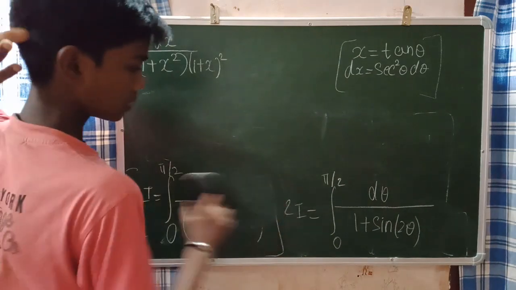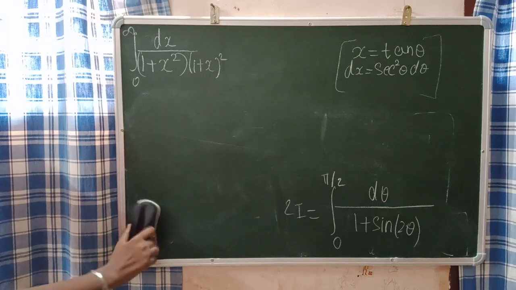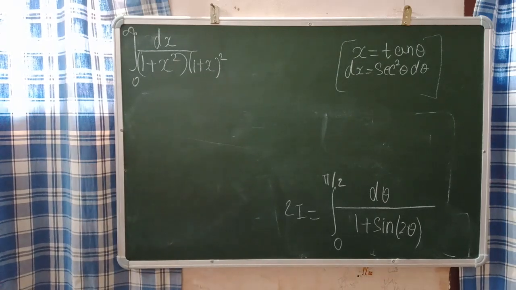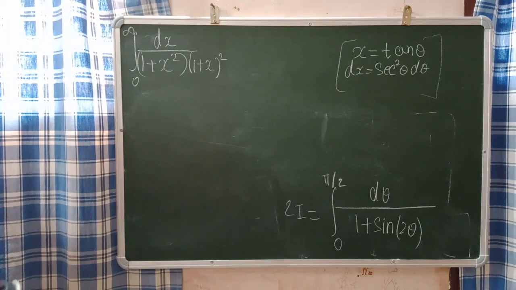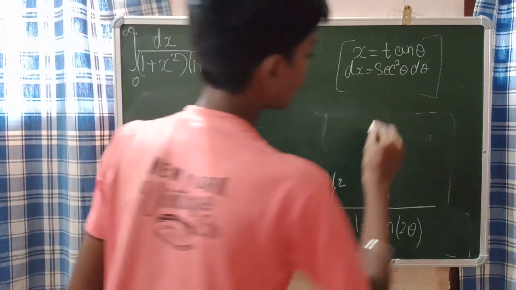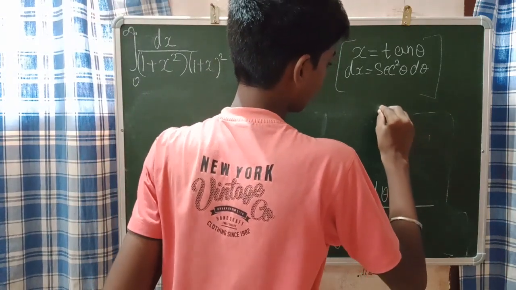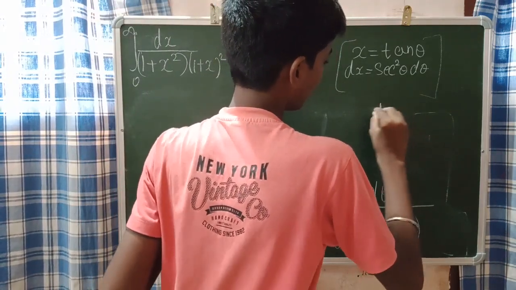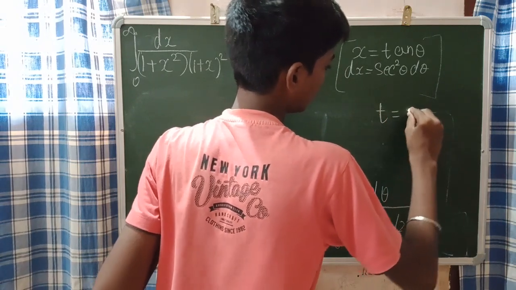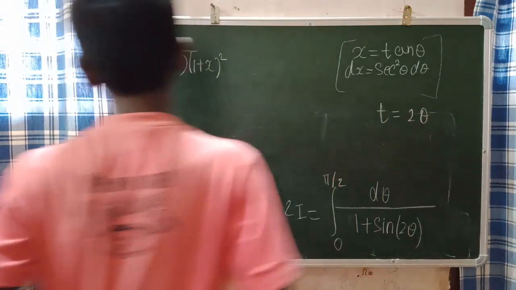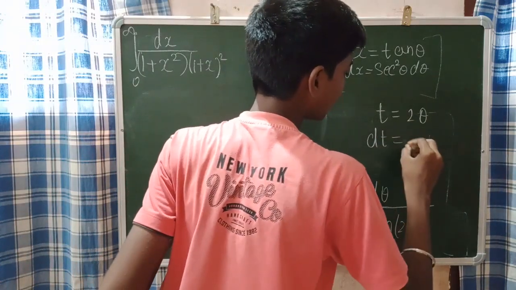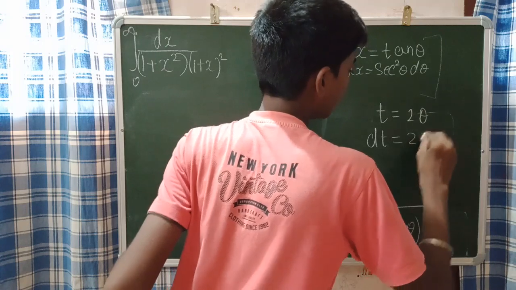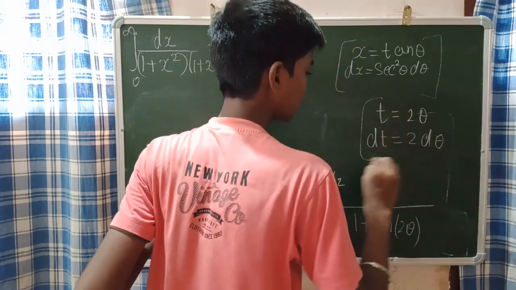Now I will rub this. Now it is not needed that much. Now after this, I'm going to do substitution. Let me take t, okay. I'm going to take your t as 2 theta. When you take t as 2 theta, then your dt will be nothing but 2 d theta. Correct, na? This is substitution I'm doing, guys.